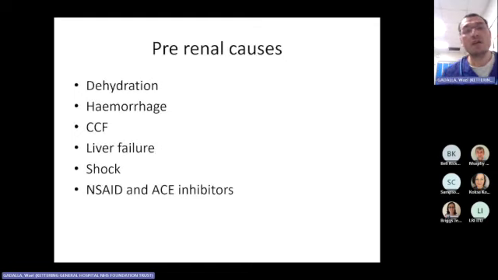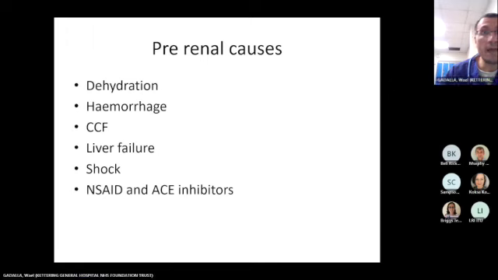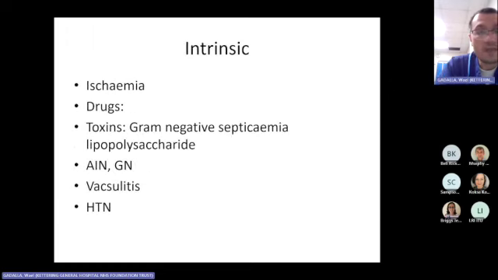Quickly, the pre-renal causes include dehydration, hemorrhage, congestive heart failure, liver failure, any cause of shock, and non-steroidal drugs and ACE inhibitors, which cause decreased blood flow to the glomeruli as well. Intrinsic causes include ischemia, drugs, gram-negative septicemia, acute interstitial nephritis, glomerulonephritis, vasculitis, and hypertension.